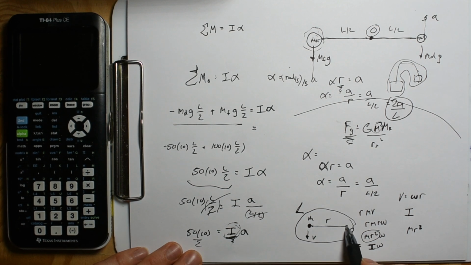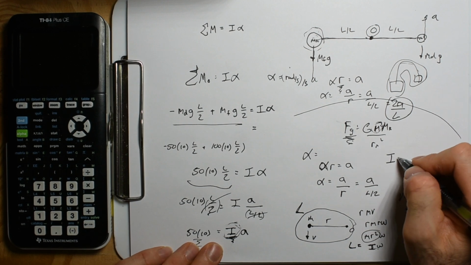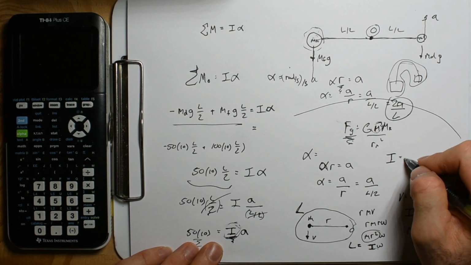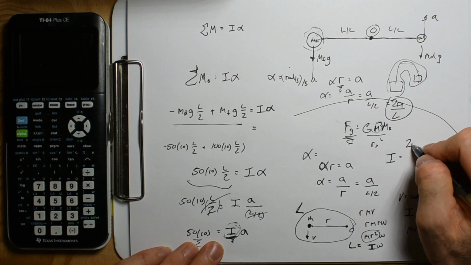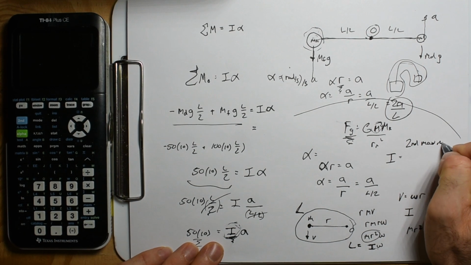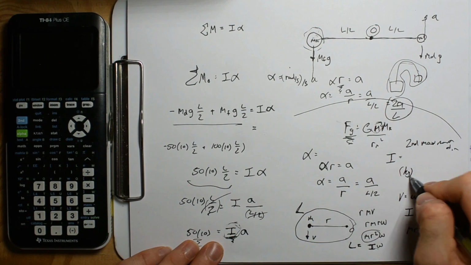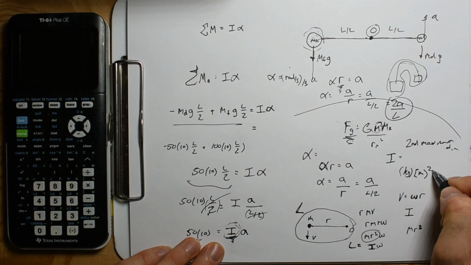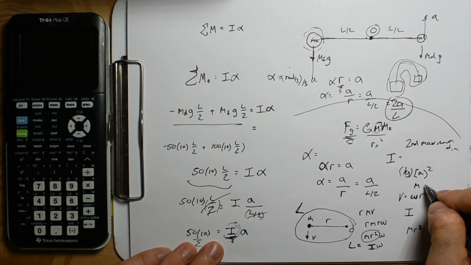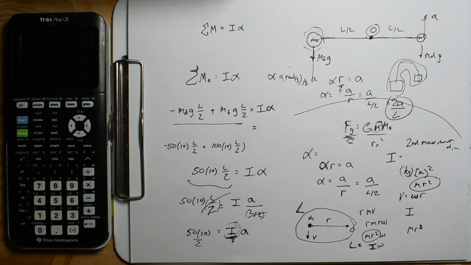But definitionally, moment of inertia is the second mass moment of inertia. So you take that mass in kilograms and then take the meters and then square it. You know what I mean? So you have mass times radius squared. That is the definition of moment of inertia.